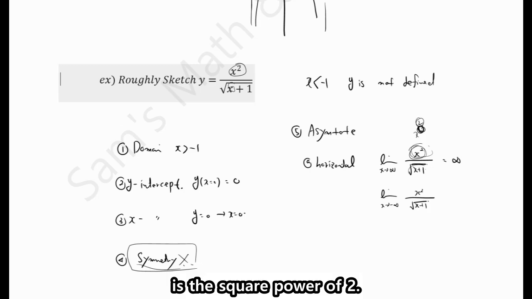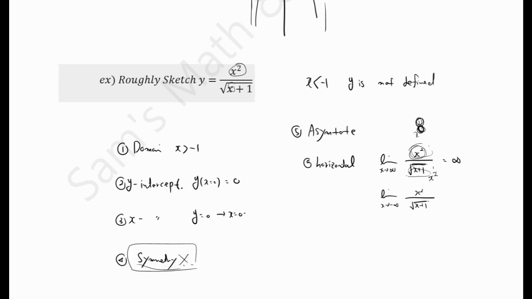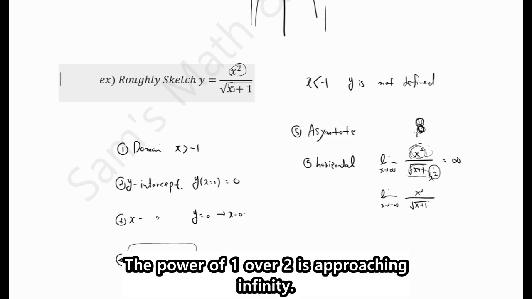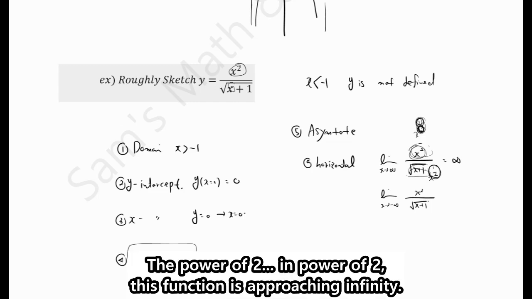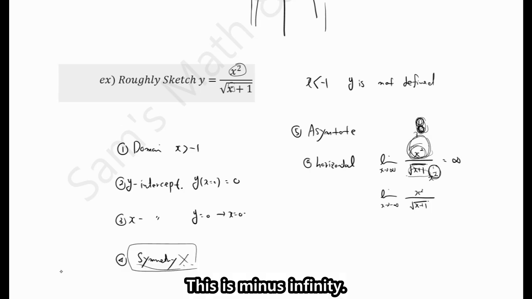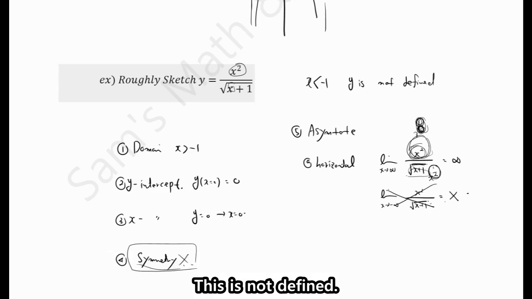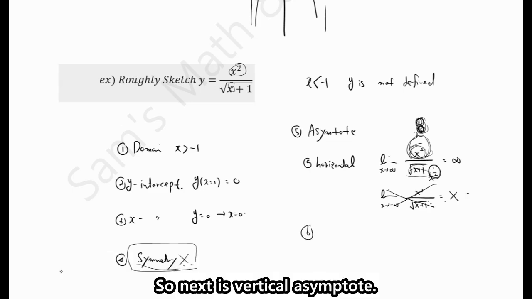which is the power of 2, and the increasing speed of the denominator is x to the power of 1 over 2. So the power 1 over 2 is approaching infinity, and the power of 2 is approaching infinity faster. So this function is approaching infinity faster than the denominator. So this is minus infinity. This is not defined because minus infinity is less than minus 1. This is not defined. So next is vertical asymptote.